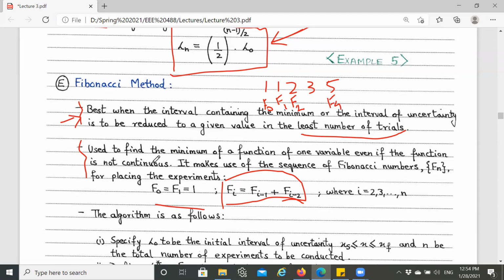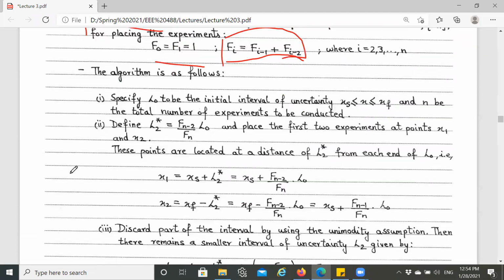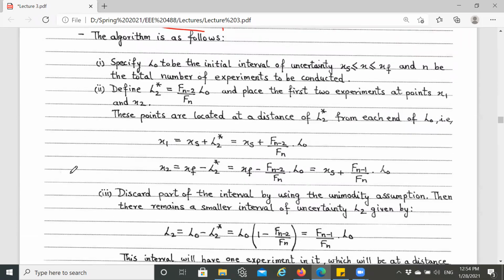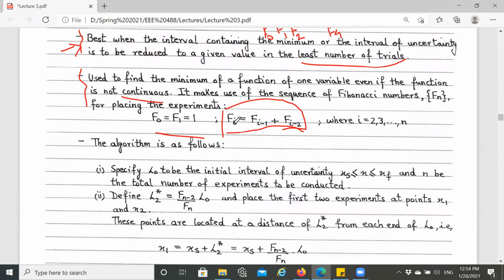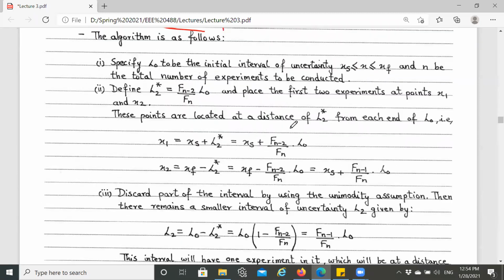Also, it works on functions which are not continuous. You can use the Fibonacci method to find the interval on functions which are not continuous. Okay, so let's see how it works. It is very simple as long as you keep the notation Fi, Fi minus 1 and Fi minus 2 in mind.